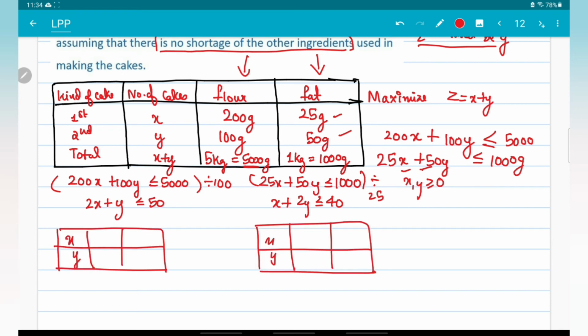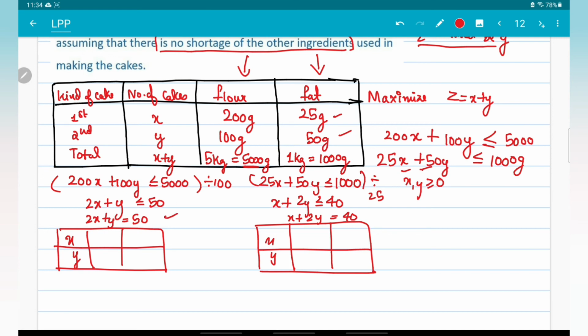So we are going to find the points. Now I'm going to write this inequality in the form of 2x plus y is equal to 50, like an equation, and I'll find the points. And x plus 2y is equal to 40. So I've written both of them in the form of equations, and I'm now going to find the points.